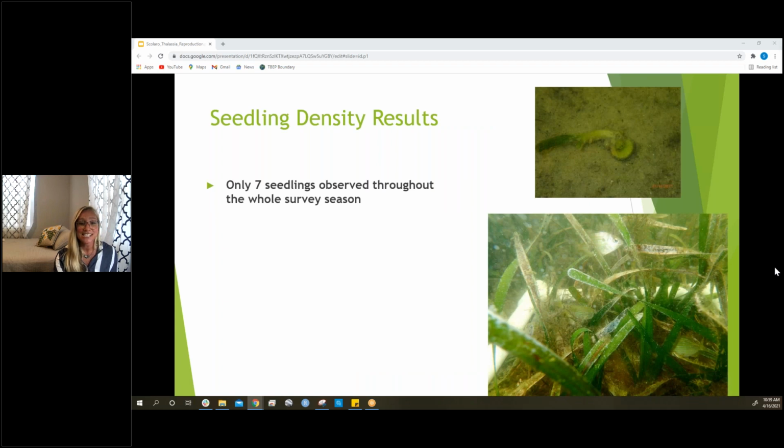So seedling presence is a strong indicator of successful sexual reproduction and recruitment of new genetic material into established beds. Unfortunately, we only saw 7 seedlings throughout the entire course of the survey. Herbivory is reported as one of the strongest regulators of seedling recruitment.